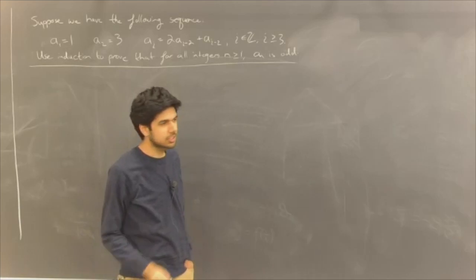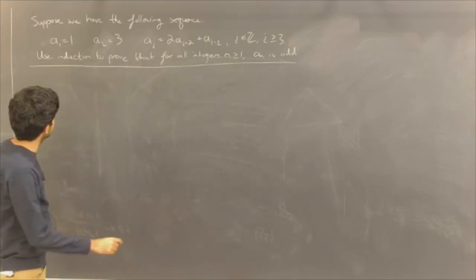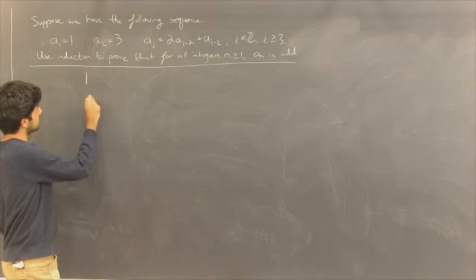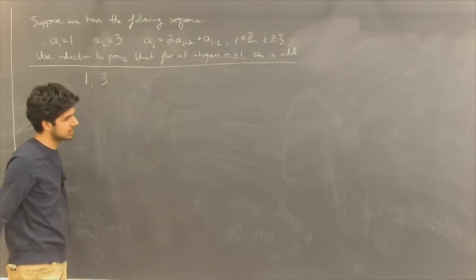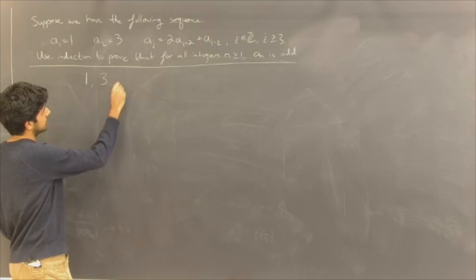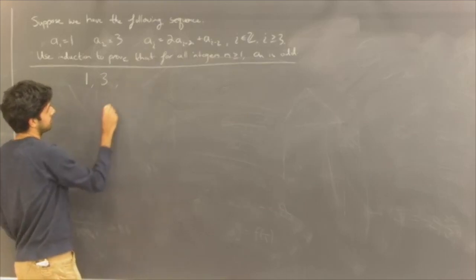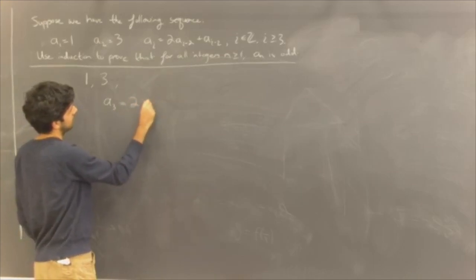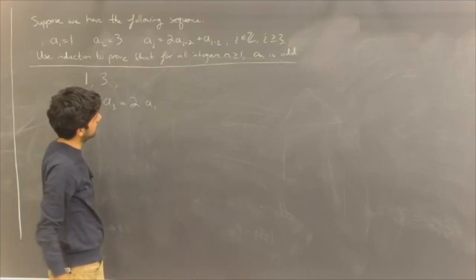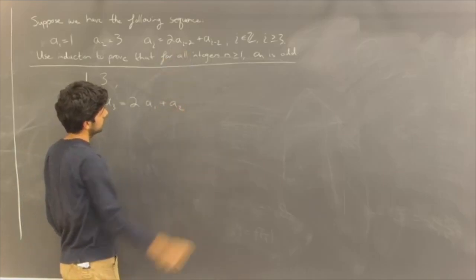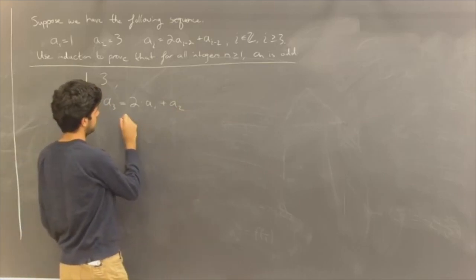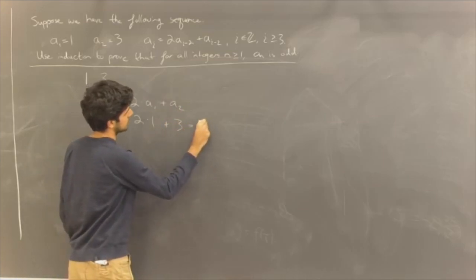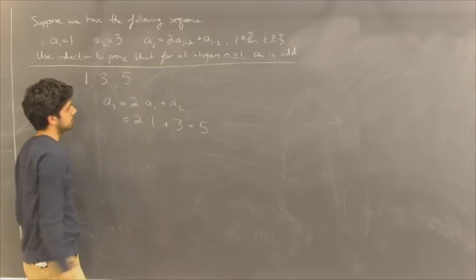Before we even get into this proof, let's just make sure we understand the sequence. A sub 1 being 1 means that the first term of our sequence is 1. A sub 2 equals 3 means the second term of our sequence is 3. Now we need to find the third term, A sub 3. So we'll use the equation where i equals 3. That says it's 2 times A sub 1, because 3 minus 2 is 1, plus A sub 2. Well, A sub 1 is equal to 1, and A sub 2 equals 3. So this is 5. So the third term is 5.